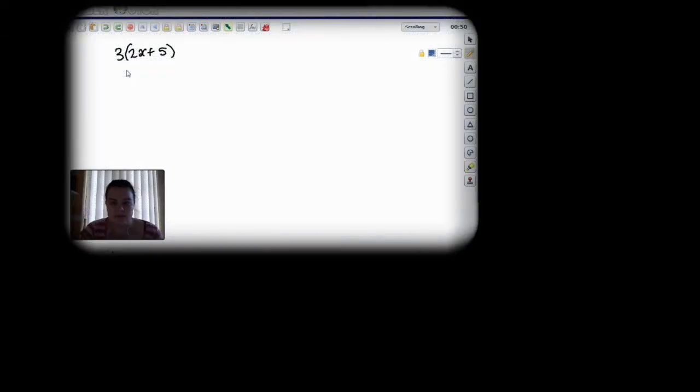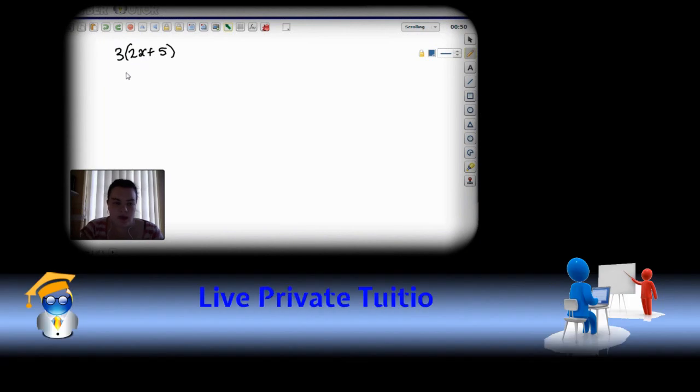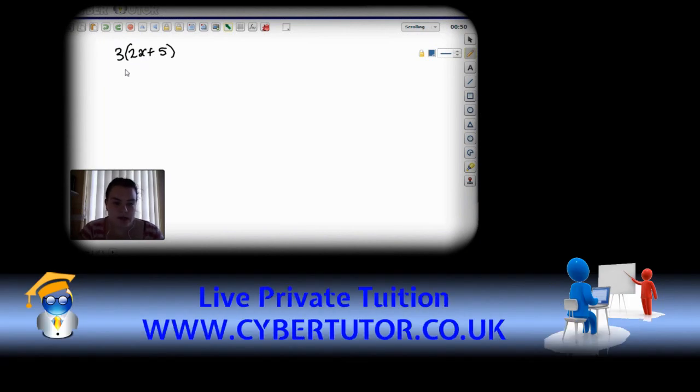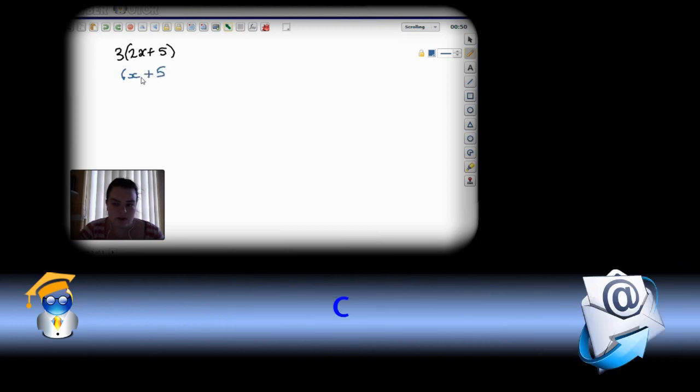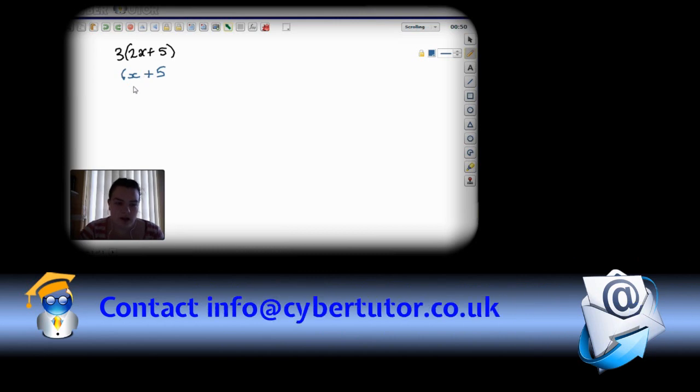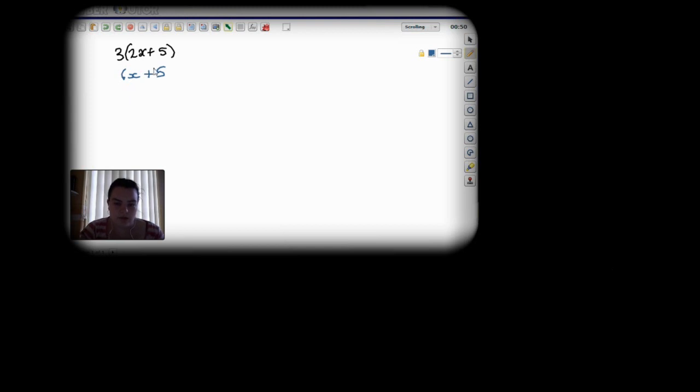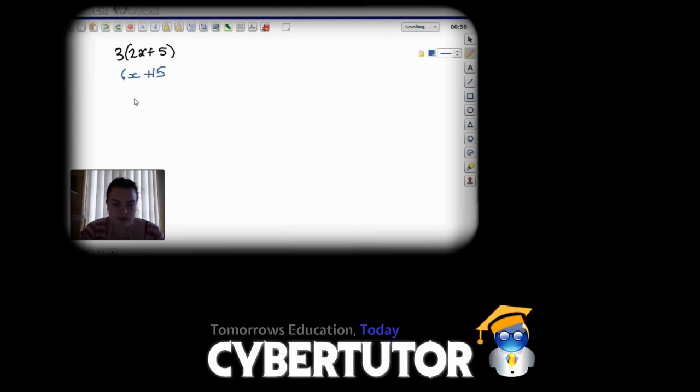Laura, so here's a single bracket expansion. Are you happy to give that a go? Yeah. Would it be 6x plus 5? No, actually, it's not quite that. Not quite right. Do you want to give it another go? Oh, was it 3 times 5 as well? Yeah, 3 times 5 as well. So it'd be 6x plus 15. Yeah, perfect. Well done. That's good.